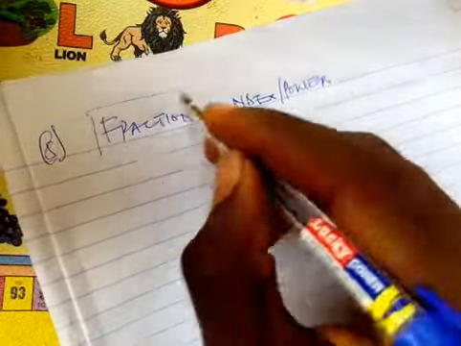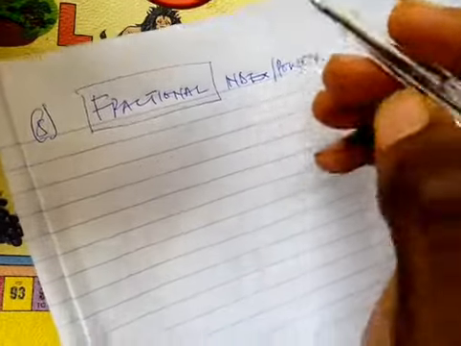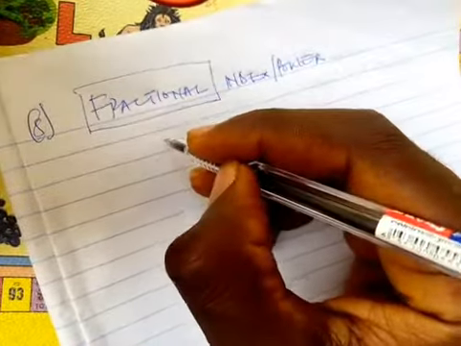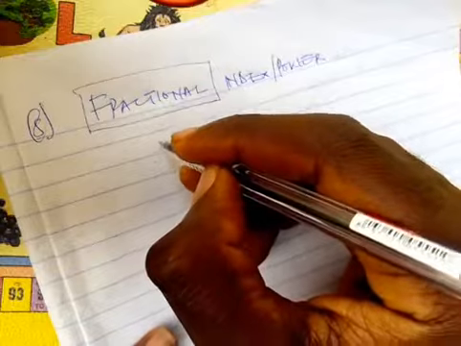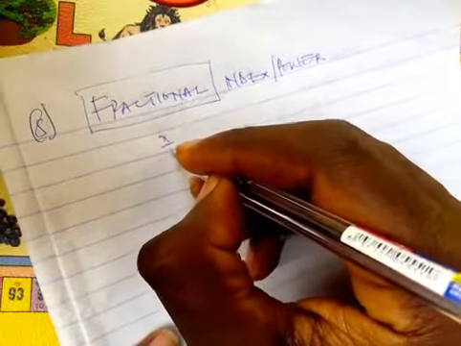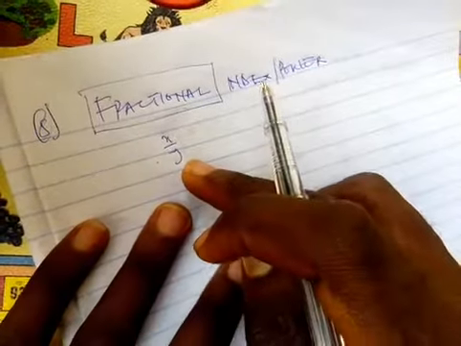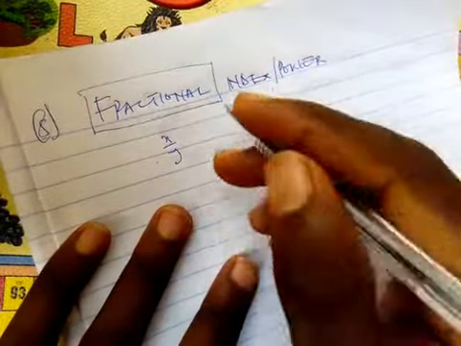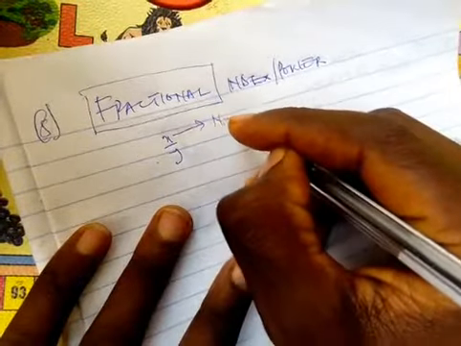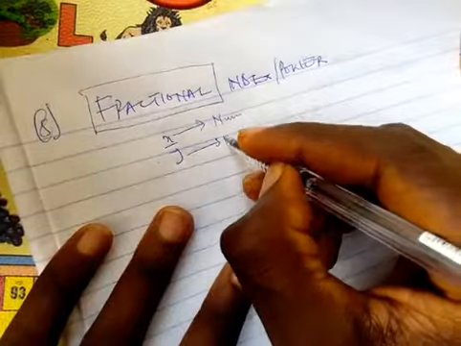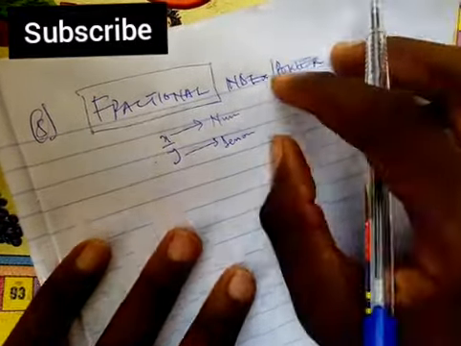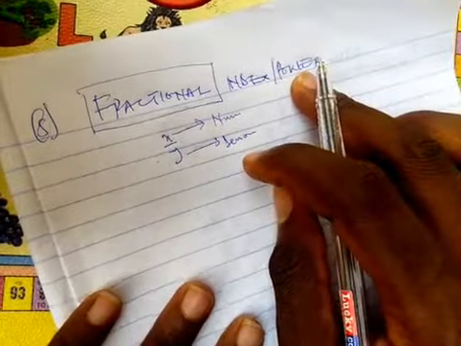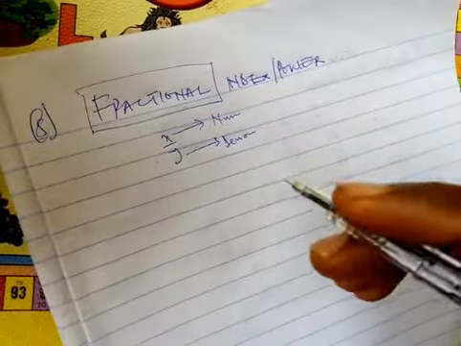Now when you have the power as a fraction, what's a fraction? A fraction is a number that has a numerator and a denominator. So you have it this way: you have x over y. You have the x as the numerator and you have the y as the denominator. So that's a fractional power or fractional index.